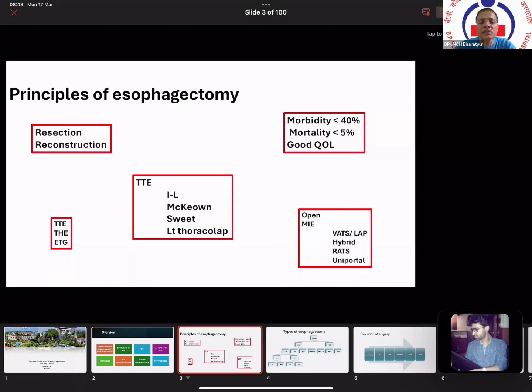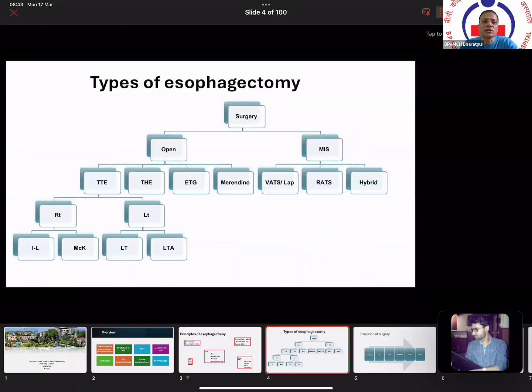The open can be done or the minimal invasive way. The minimal invasive, we can do the VATS, laparoscopy, the hybrid approach, the robotic approach, and uniportal. So this chart shows very well how many types of surgery exist for the resection of esophagus. So we can have a lot of open approaches and also a lot of minimal invasive approaches.